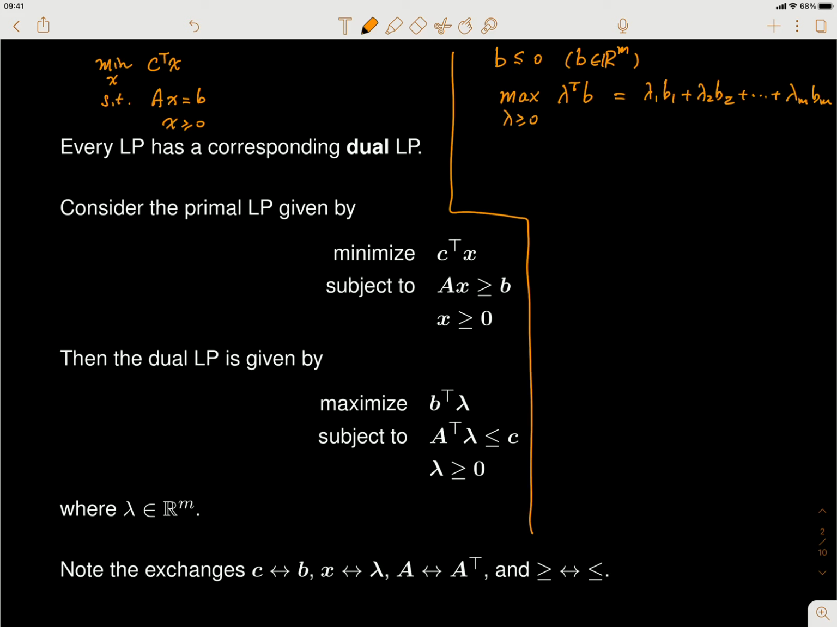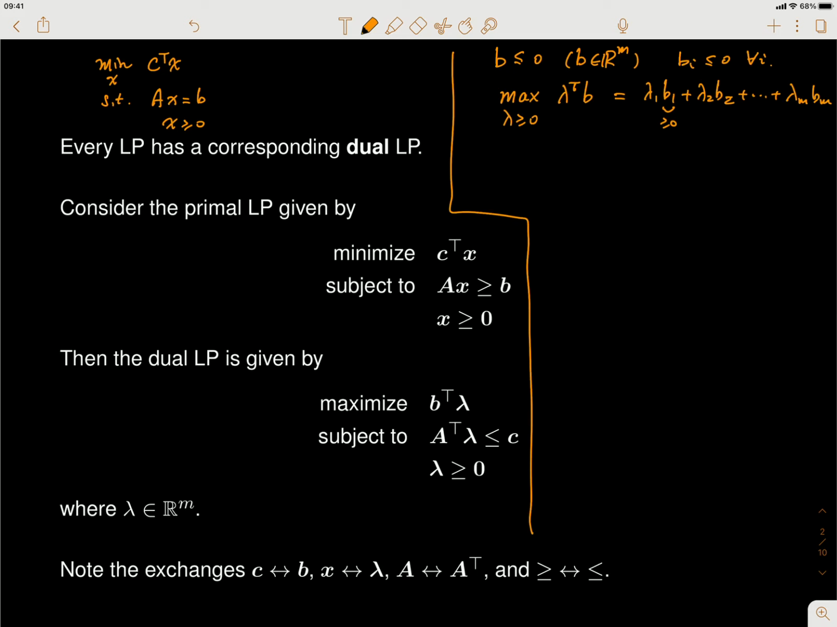Suppose b is non-positive, so all the components bi are less than or equal to 0 for all i. The question is, what is the maximum value of this, and what is the maximizer of this problem? Now the variable is lambda, and the objective function is lambda transpose times b, or the inner product of lambda and b.